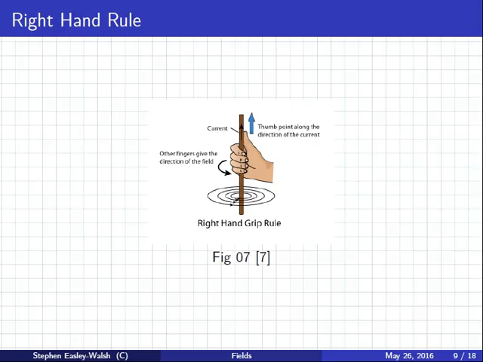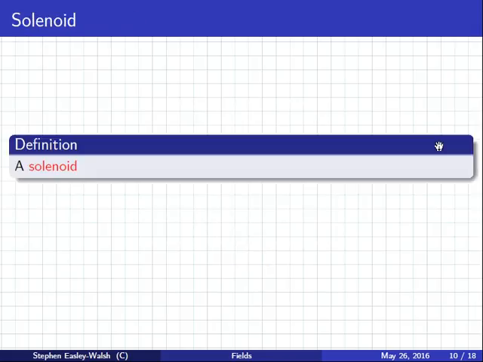So what's this now? 9 slides of pictures so far. We'll have to get to another definition. So, the definition of a solenoid. A solenoid is a coil wound into a tightly packed helix.